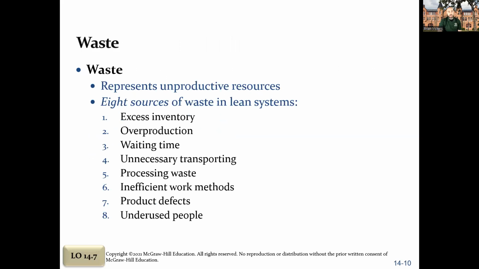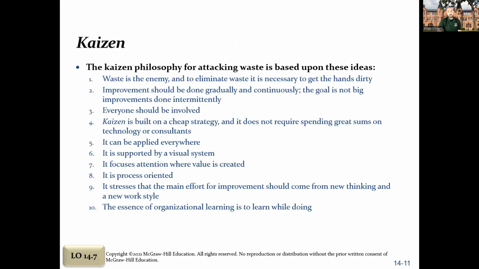The 8 sources of waste are going to be your excess inventory, overproducing, excess waiting time, moving things unnecessarily, processing the waste, inefficient work methods, product defects, and underused or utilized people. So there's 8 sources of waste in elite operations, but waste is any unproductive resource.